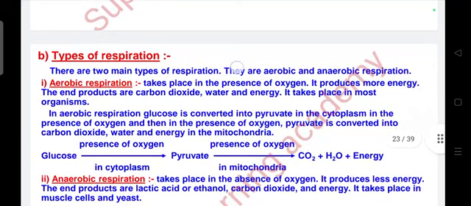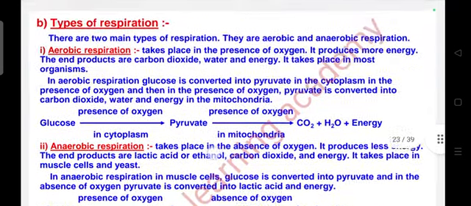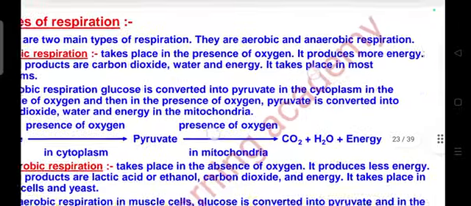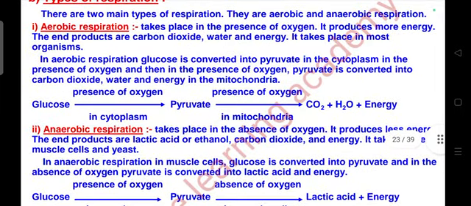There are 2 types of respiration: aerobic respiration and anaerobic respiration. What do you mean by aerobic respiration? Aerobic respiration takes place in the presence of oxygen. It produces more energy. The end products are carbon dioxide, water and energy. It takes place in most organisms. In aerobic respiration, glucose is converted into pyruvate in the cytoplasm. Then, in the presence of oxygen, pyruvate is converted into carbon dioxide, water and energy in the mitochondria.